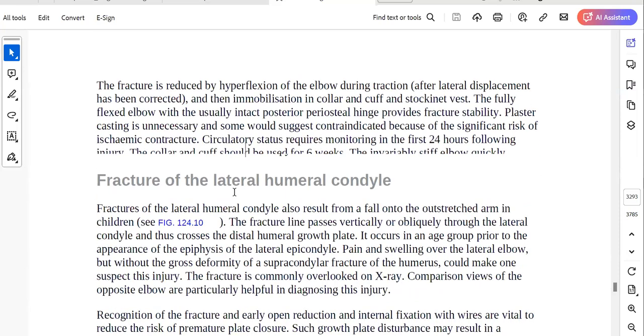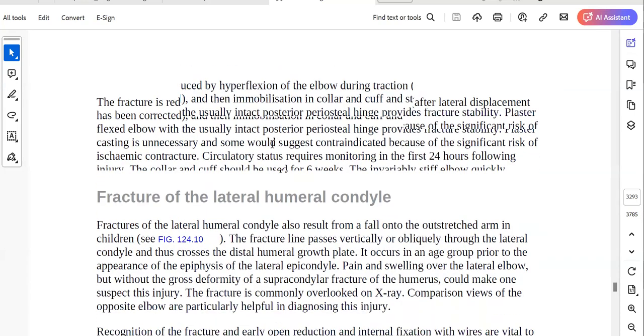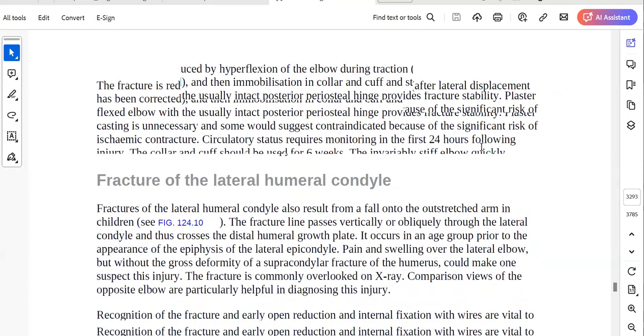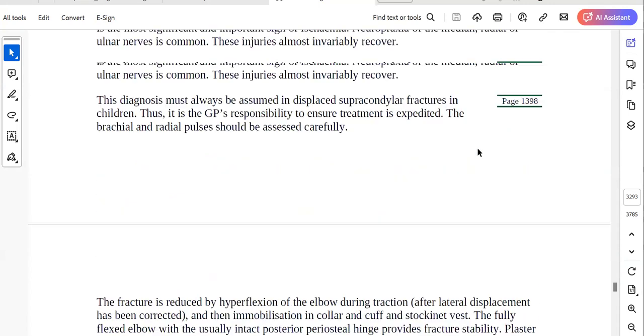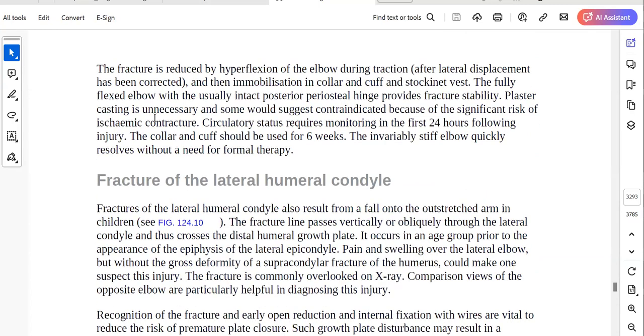So how do we manage or treat a supracondylar fracture? Supracondylar fracture needs to be reduced by hyperflexion of the elbow during traction. So this fracture needs to be reduced. Once reduction is done, it will be immobilized in a collar and cuff.